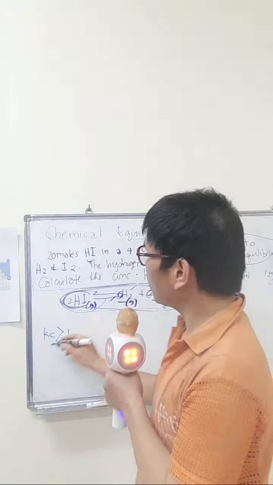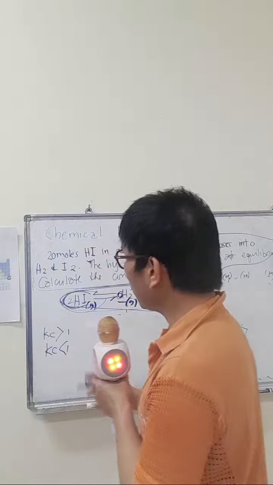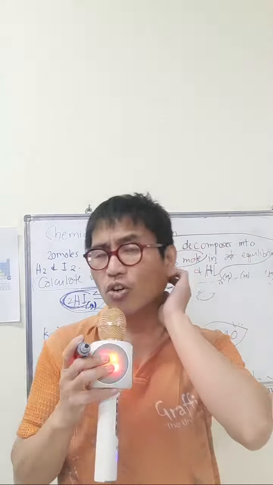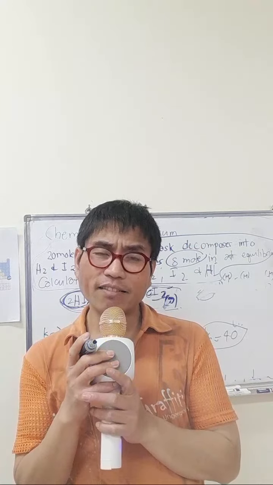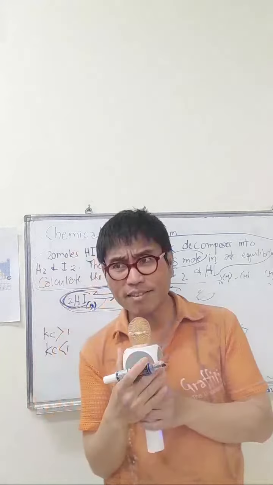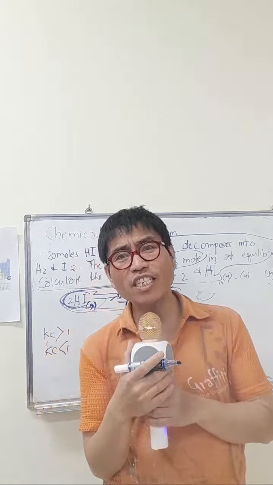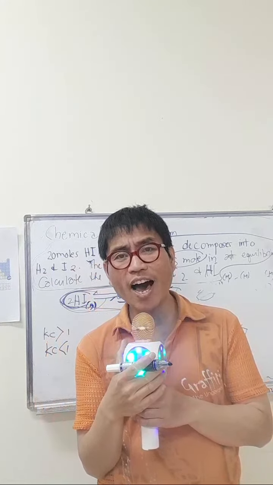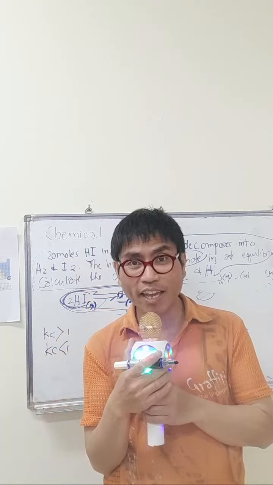And then if your Kc is less than 1, meaning the chemical reaction will favor the reactant. Meaning there will be more concentration of the reactants. Something like that. You get the point? Meaning the denominator is higher than the numerator if you multiply that.